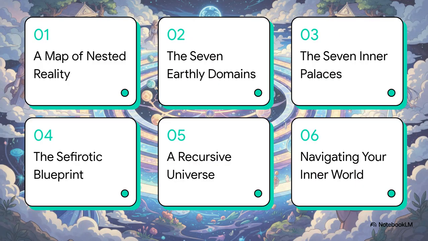Okay, so here's our game plan. First, we're going to really wrap our heads around this map of a nested reality. Then, we'll take a tour through the 7 outer domains, what you might call the hardware. From there, we ascend into the 7 inner palaces hidden inside. We'll look at the divine blueprint, the Sephirot, that powers the whole system, see how it all works together as a living universe, and then, and this is the best part, we'll see how this cosmic map is actually a guide for navigating your own inner world.